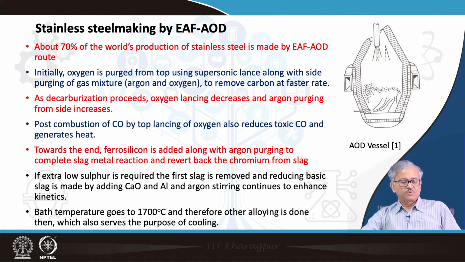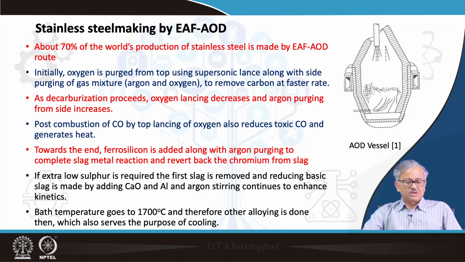Towards the end of the process, you add some ferrosilicon, which is very good, because at the end of the process the temperature of the bath also increases because of a lot of oxidation. As a result it goes to 1700 degrees centigrade also. You have to use some coolant, so you use ferrosilicon. Ferrosilicon has two purposes: it acts as a coolant, and it helps in reverting back some of the chromium that was there in the slag.